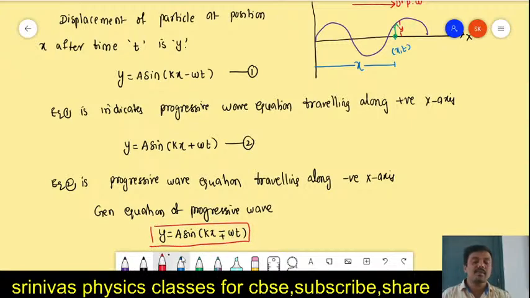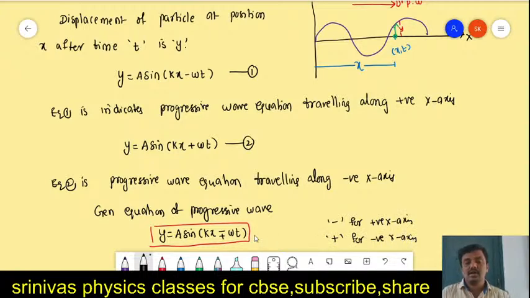Understood? We write minus if the wave is moving along the positive x-axis, and we write plus if the wave moves along the negative x-axis. Minus for a wave traveling along the positive x-axis, plus for a wave traveling along the negative x-axis.